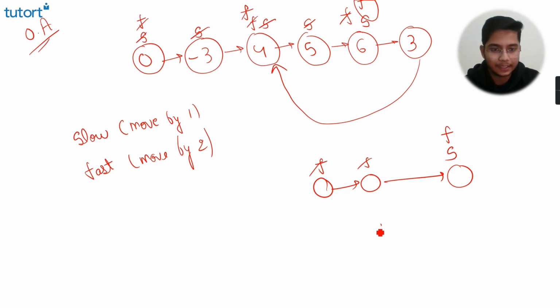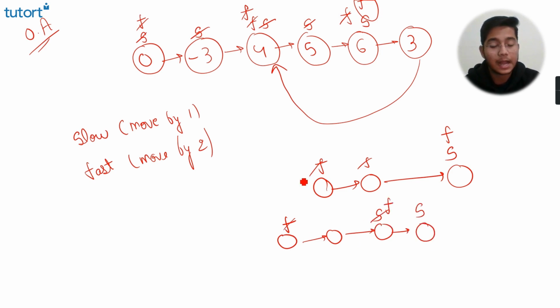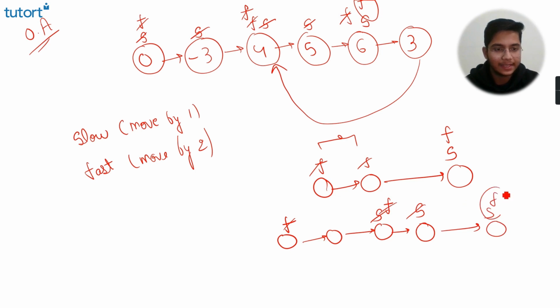So let's take another example, right? Let's take slow here, fast here, and slow here, right? So in the next iteration, slow will move to here and fast will move to here. Again the same condition happens, and in the next, slow moves here and fast moves here, and they match.